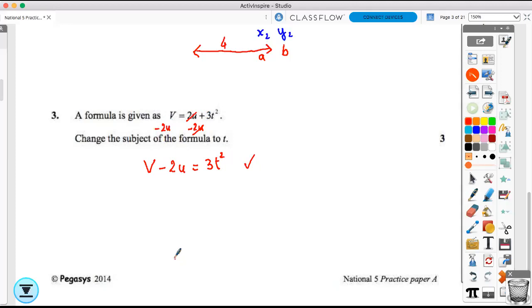Now the next thing is I want to get rid of the multiply by 3. What's the opposite of times by 3? Dividing by 3. So what you do on the right side, you do the same on the left side, but you divide the whole thing by 3. To divide the whole thing, you need to put the bar all across both of them, divide by 3. Then you get rid of those 3 and 3, and that's your second mark.